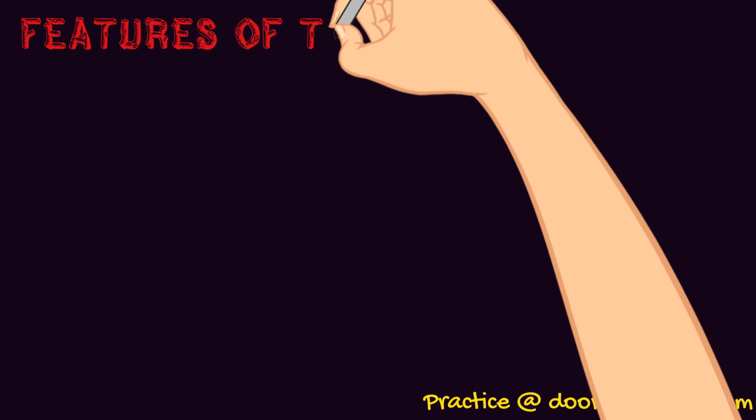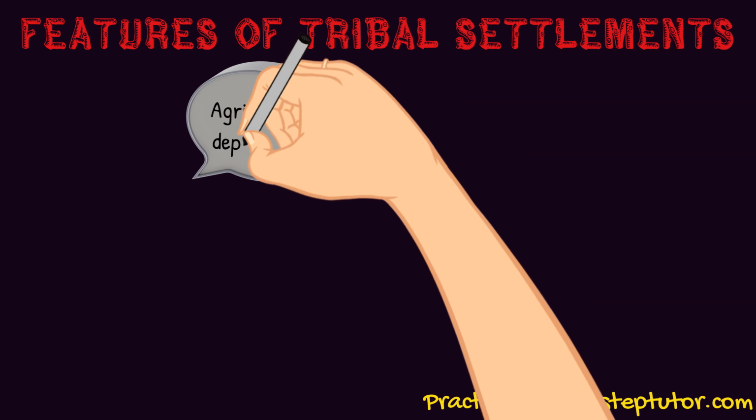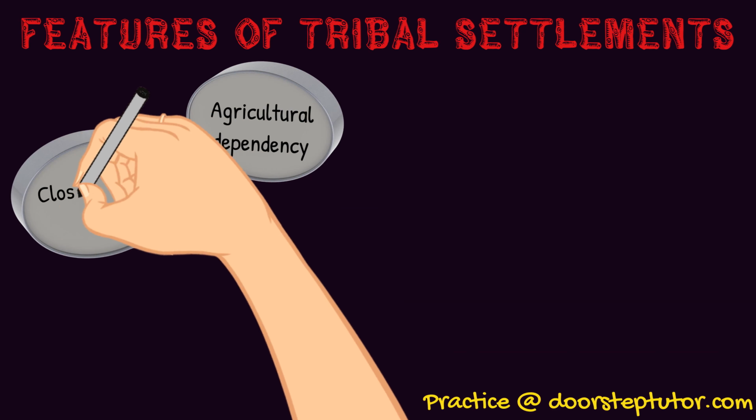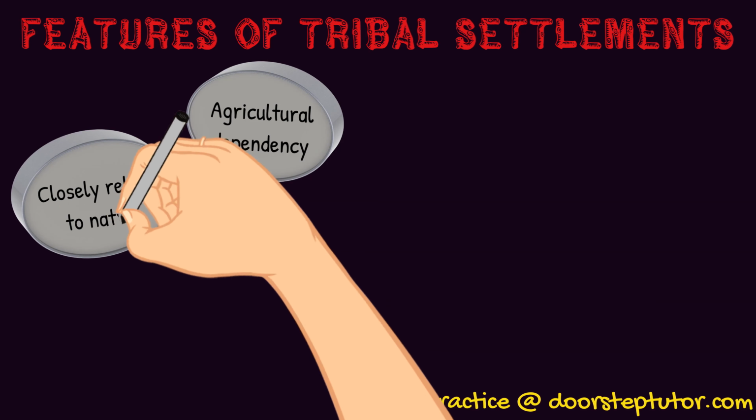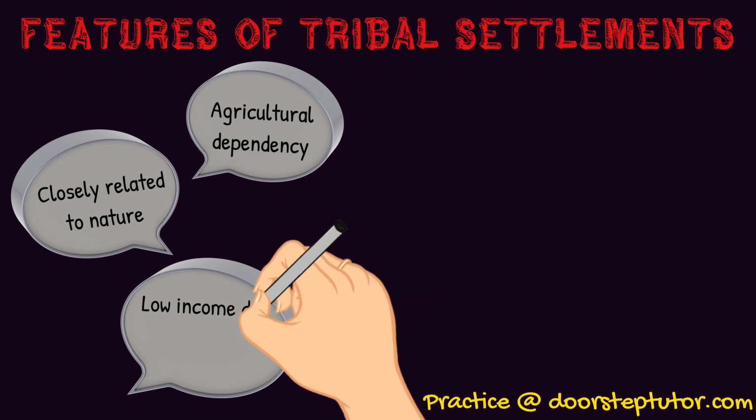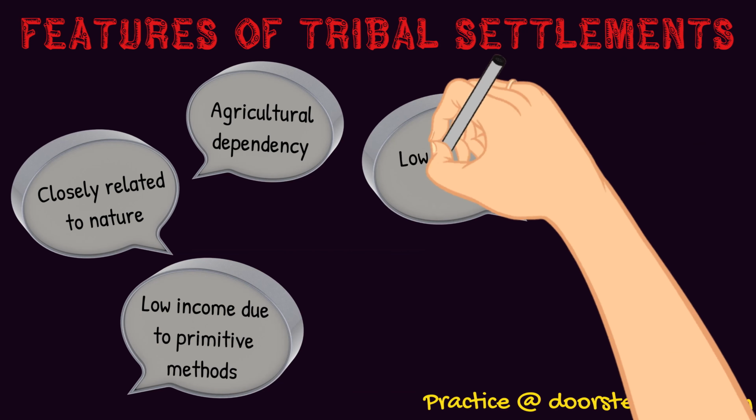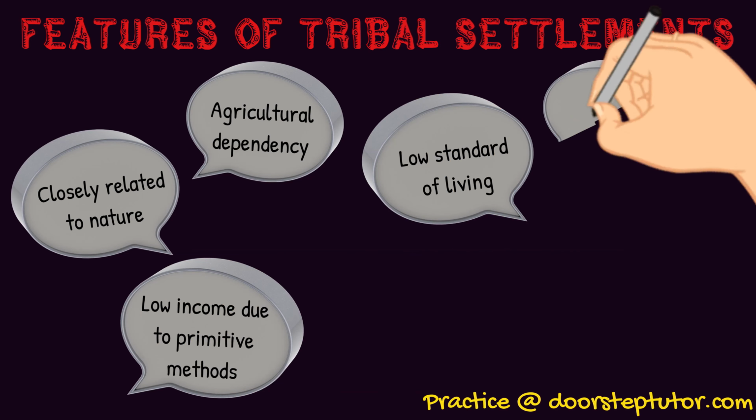Now coming to the features of tribal settlements. They were dependent mainly on agriculture as their occupation, and they were closely related to nature. So they made products also that were procured from nature. They did not have access to markets and to the mainstream society, therefore their income was very low, and also they used very primitive methods in production. Because of this, they also had a low standard of living, a simple lifestyle.